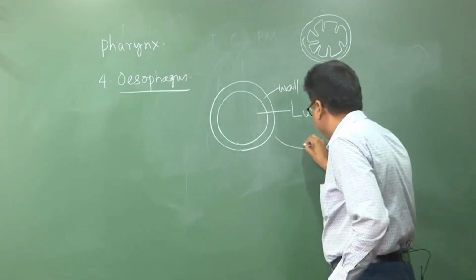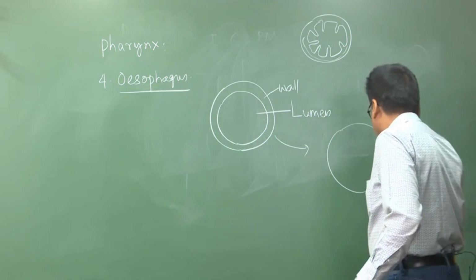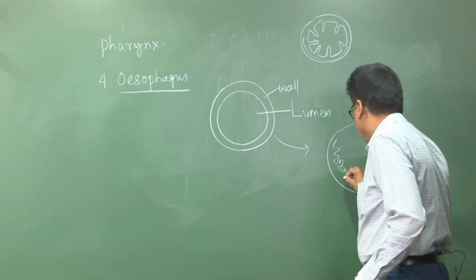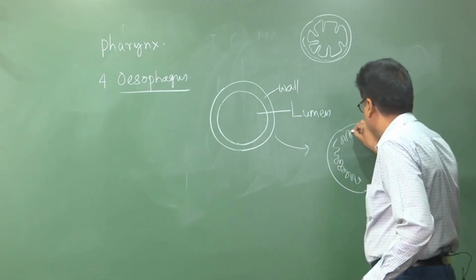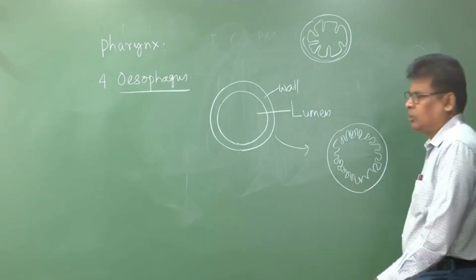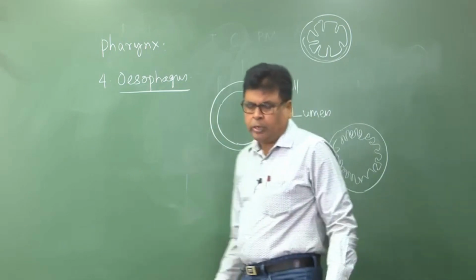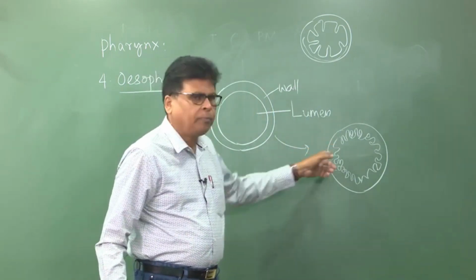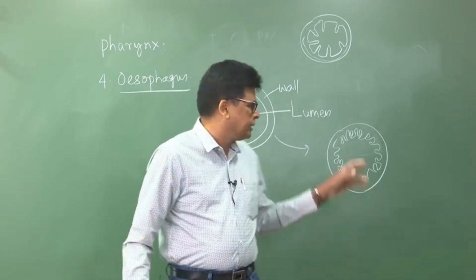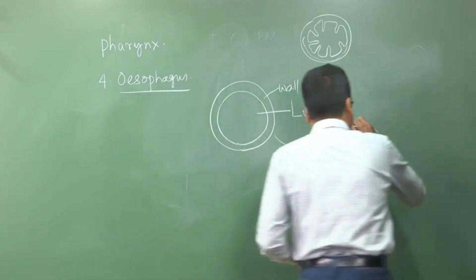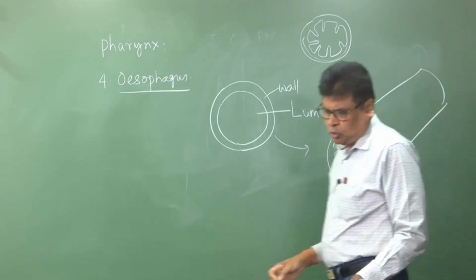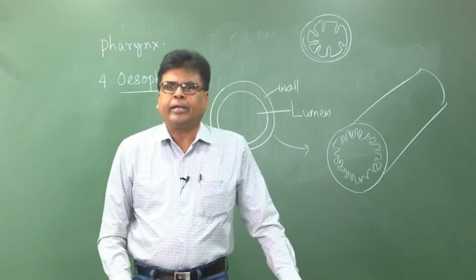Internal folding means what I am telling now. This is the inner membrane, and the inner membrane is folded. Due to the folding of the inner membrane, what will happen? This will provide maximum surface area. So, this is called internal folding. In birds, the oesophagus is a long tube, smooth, and longitudinally folded internally.